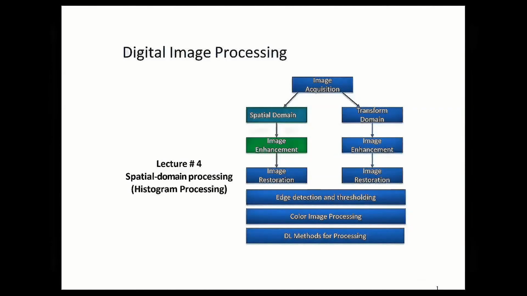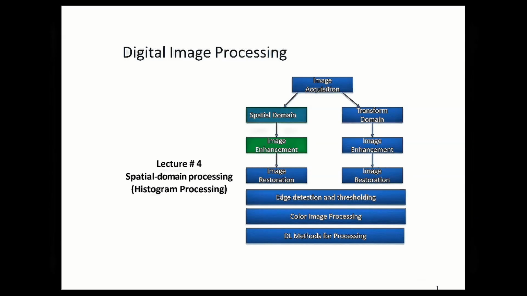So just to summarize, we acquired an image using some quantization and sampling. Then the image was actually a set of pixels that has some dimensions. After that, we asked what to do with the image. If you have different types of light or dark images, how do we make adjustments?